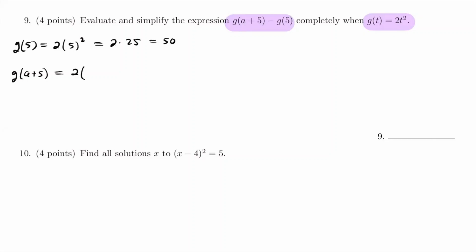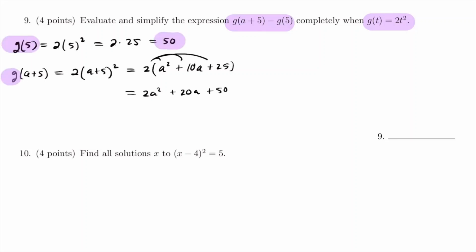So that's 2 times a plus 5 squared, which is simply a squared plus 10a plus 25. Then here we distribute out the 2. That would give us 2a squared plus 20a plus 50. So this is our expression for g of 5. This is our expression for g of a plus 5.